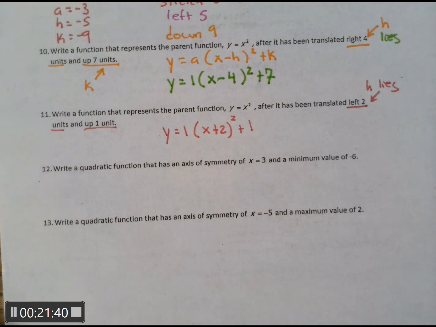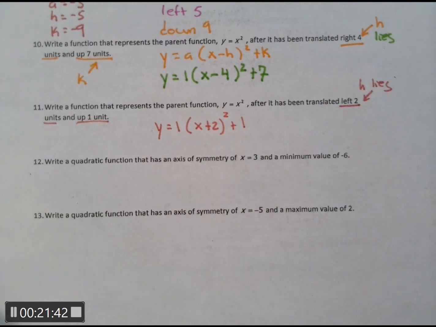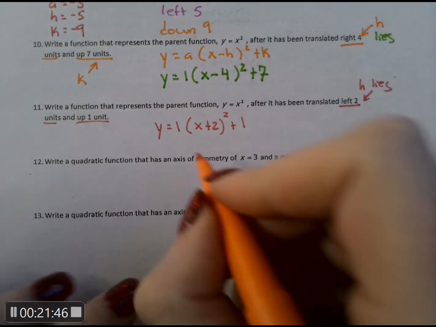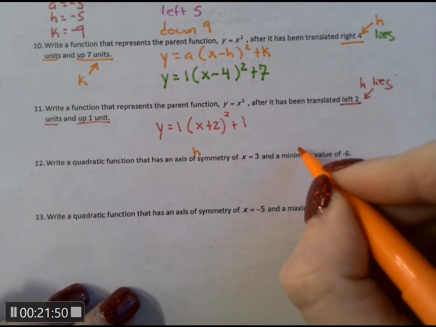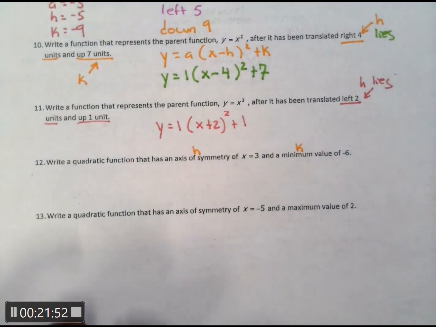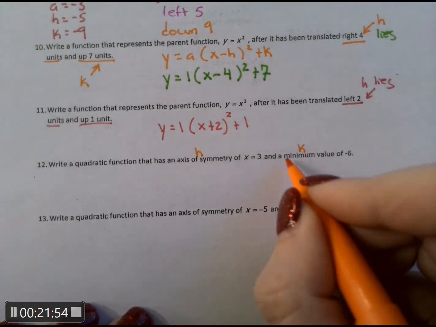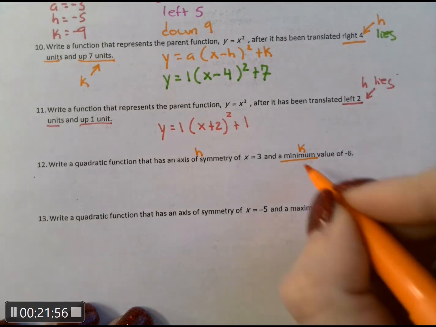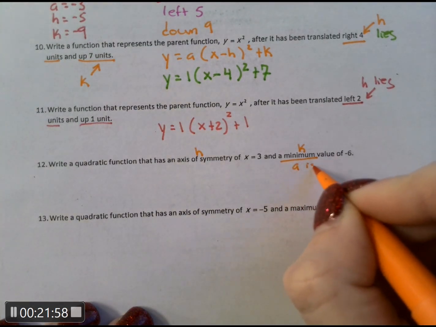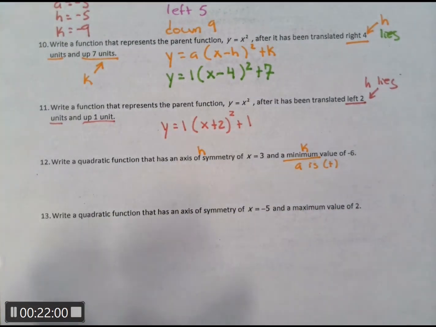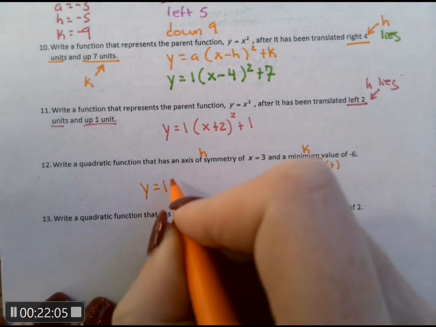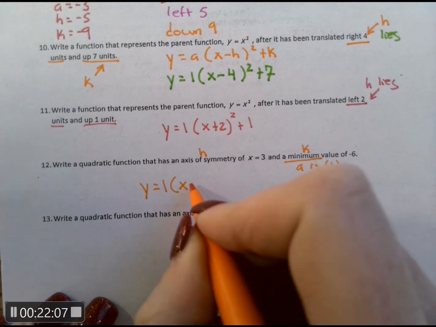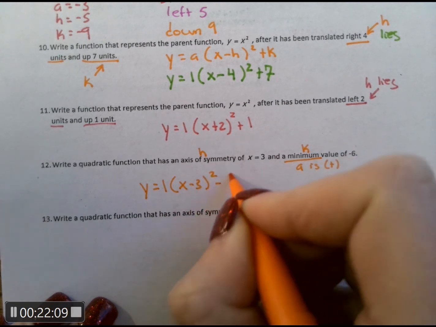Ooh, I like 12. 12 uses different vocab. Okay? Write the quadratic function with an axis of symmetry, aka an h value, and a minimum, which is our k value, of -6. Now notice it says minimum. Okay, this just means that a is positive. Okay, so we don't have to do anything. So we have y equals 1, x minus 3 squared minus 6.